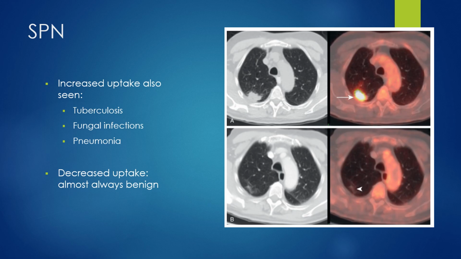So there's a couple images here. Image A is an abscess. And you have the CT plus the fused image there beside it. And then for B, it's 6 months later, same patient, CT, and then the fused image, and you can see that the abscess has resolved and it is not malignant.